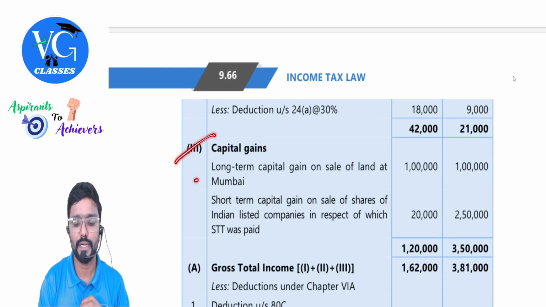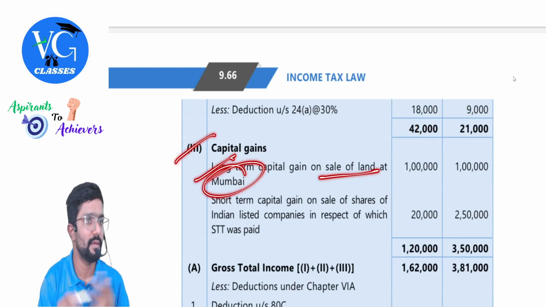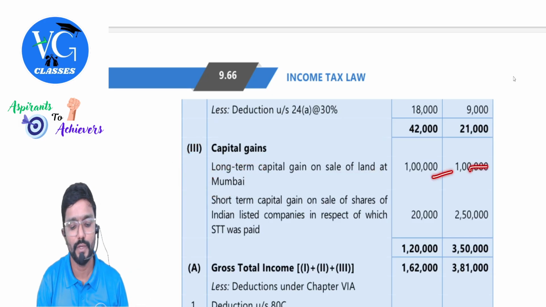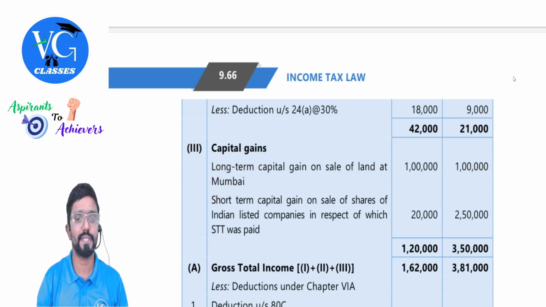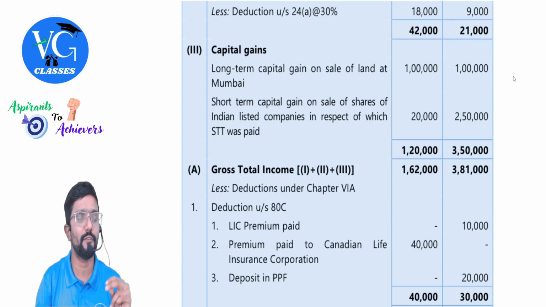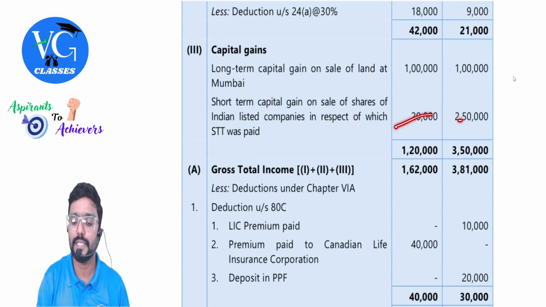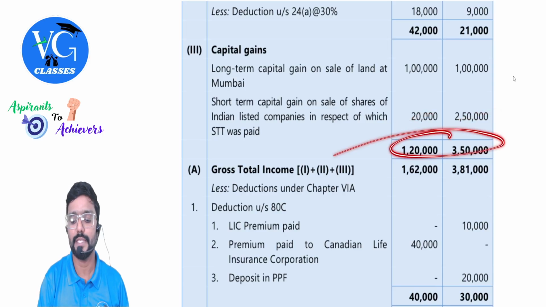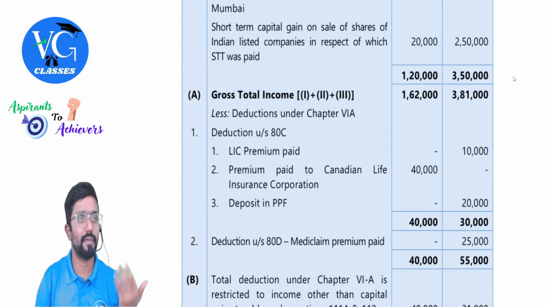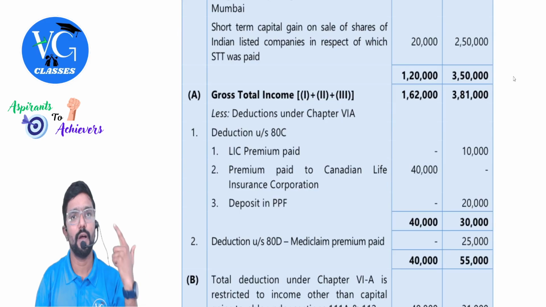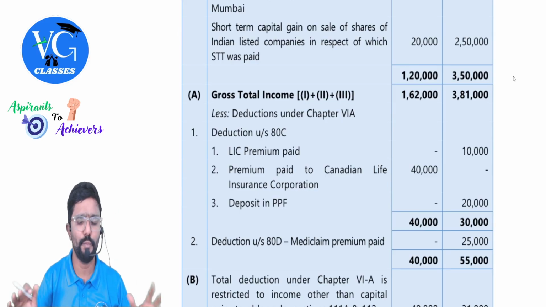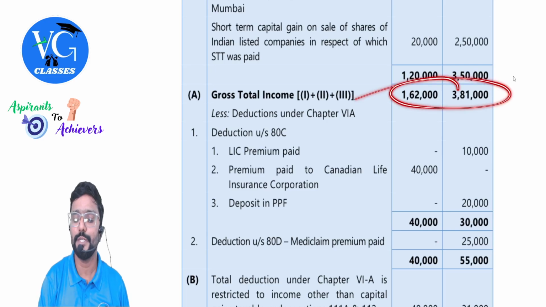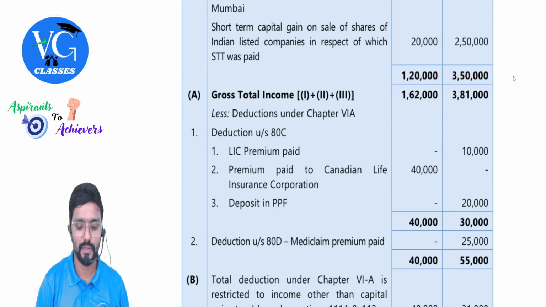Then capital gains. Long-term capital gain on the sale of land at Mumbai, Indian income, taxable for both. Then short-term capital gain on the sale of shares of Indian listed companies in respect of which STT was paid, taxable for both. So capital gains is this much. Gross total income, they've added all three: salary, house property plus capital gains. No PGBP and all. 162 and 381.